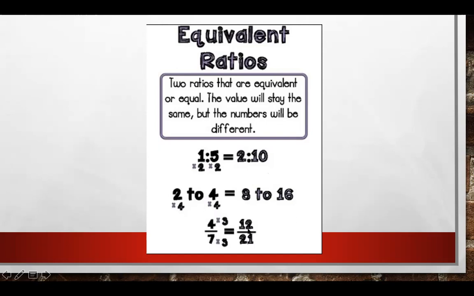So 4 times 3 is 12, 7 times 3 is 21. This is how 4 over 7 is equivalent to 12 over 21. The concept here is multiplying and dividing. Whatever you do to the top, you must do to the bottom.